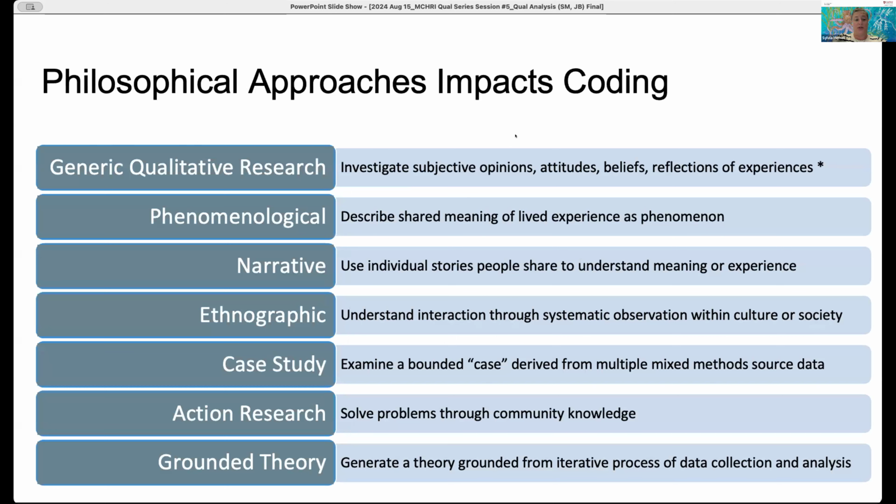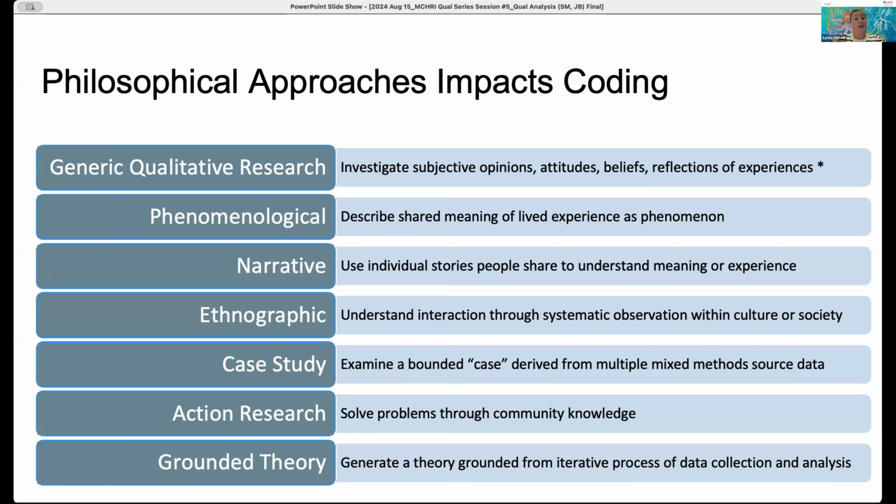Some philosophical approaches of coding. We start with something called generic qualitative research. This is where you might be investigating opinions, attitudes, beliefs, reflections, or experiences. And then there's also a number of known other qualitative philosophical approaches, such as phenomenological, which is a description of a shared meaning across a group of people. Narrative is using individual stories from people, hearing about their own experiences and own meanings of something that impacted them, such as a policy or an experience.